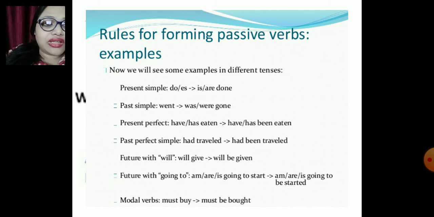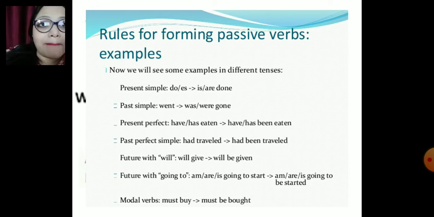Future with will, give, will be given. Future with going to, am, are, is going to start, am, are, or is going to be started. Modal verbs, must buy, must be bought. So these are the changes of tenses which take place while changing a passive verb into active or changing an active verb into passive.